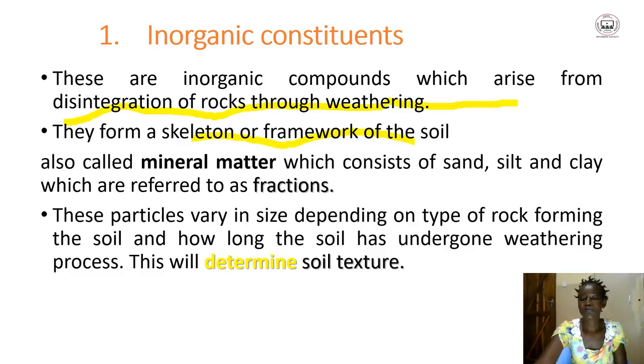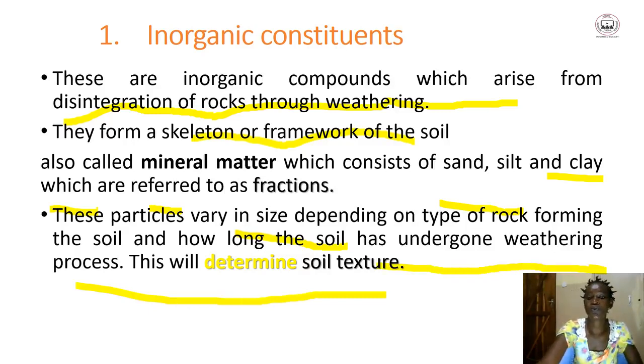In fact, out of these 5 soil compositions, mineral matter is the one which has about 45%, meaning that only 55% goes to the other 4 soil compositions, but the whole 45% is for mineral matter. These mineral matters consist of sand, silt, as well as clay. These sand, silt, and clay are referred to as fractions. Most of the times these fractions vary in size, of course, depending on the type of rock forming the soil and how long that soil has undergone the weathering process.